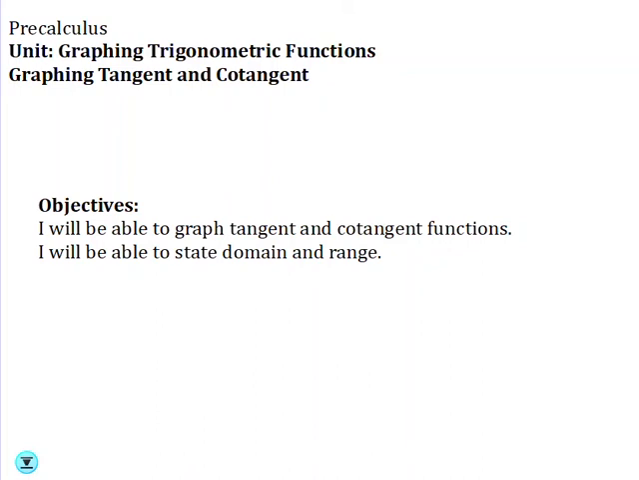Today we're going to be talking about graphing tangent and cotangent functions. By the end of this video, you should be able to graph tangent and cotangent functions, and you should be able to state the domain and range.